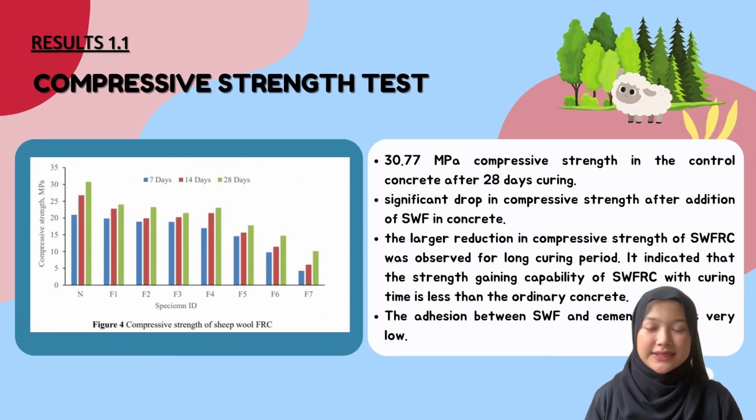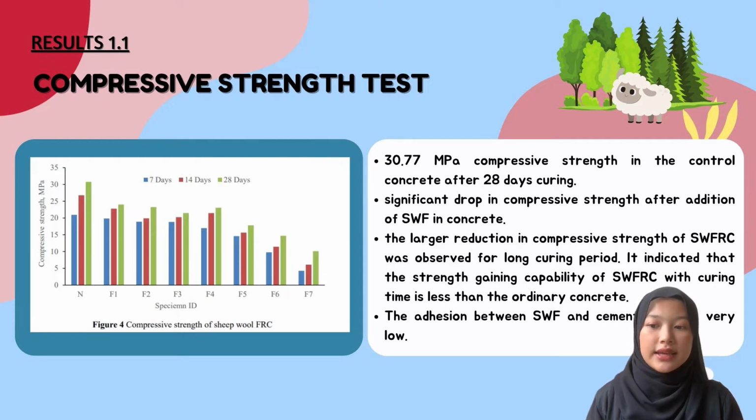Compressive strength test. The result observed from the compressive strength test is represented in figure 4. It was found 30.77 megapascal compressive strength in the control concrete after 28 days curing. The results show a significant drop in compressive strength after addition of sheep wool fiber in the concrete. Regardless of the fiber content and other factors, the larger reduction in compressive strength of sheep wool fiber reinforced concrete was observed for long curing periods.